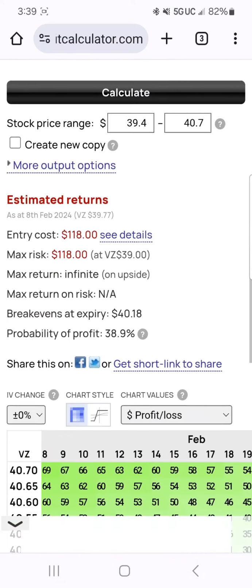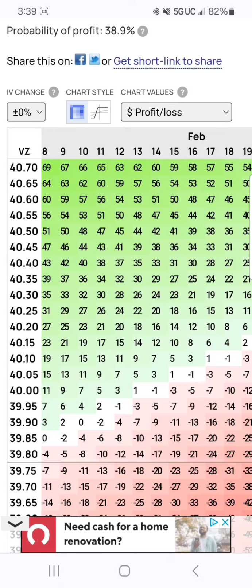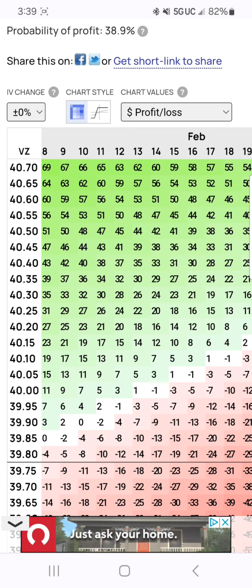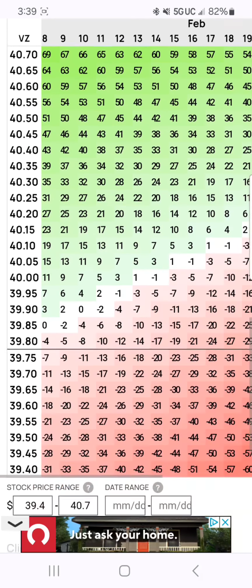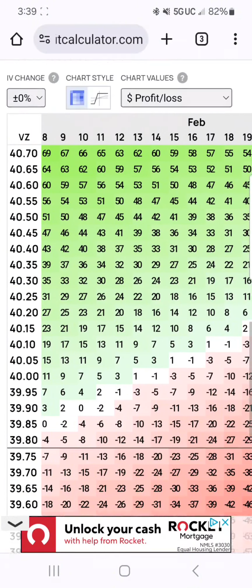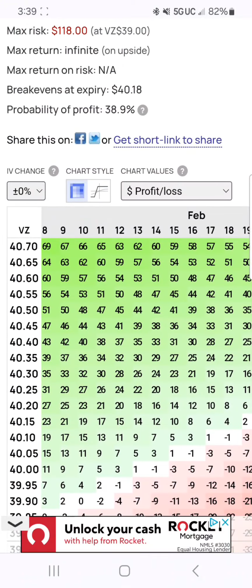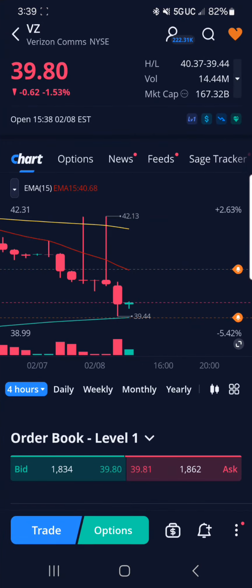Calculate that. Alright, so if in 2 days, because I think this trade is going to take 2 days, so on the 10th, because today's the 8th, if on the 10th I'm at 40.70, I'd be at $66. If 39.40, $35. I'd be risking 35 to make 66. That's basically a 1 to 2. So that's not bad at all.